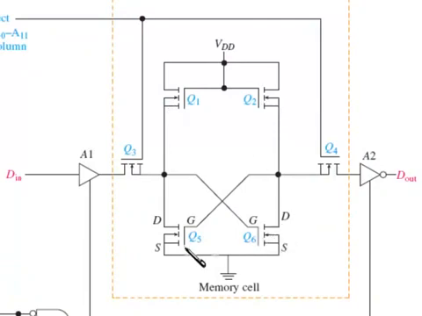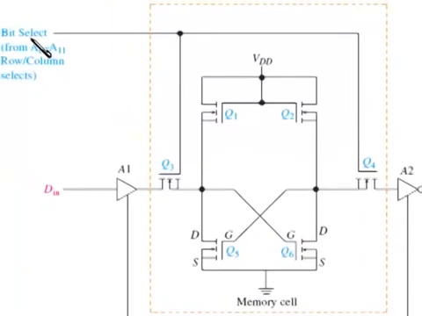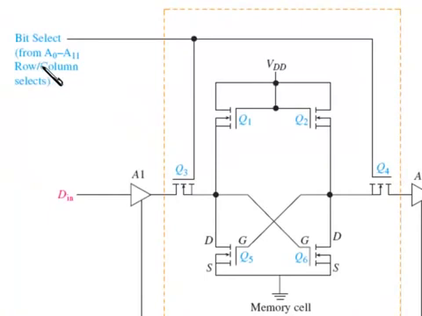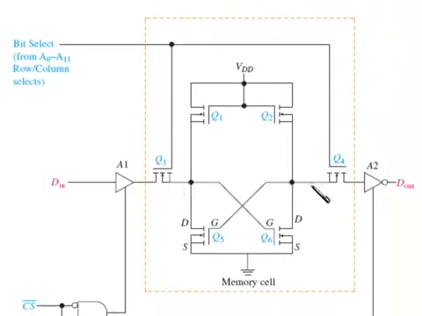Now, as soon as your bit select that came from your row column select is a high, this high is applied to Q3, Q4, which actually makes them a short circuit. So this cell is now connected to the outside world depending on which buffer is enabled. If this buffer is enabled, data is allowed to come in.